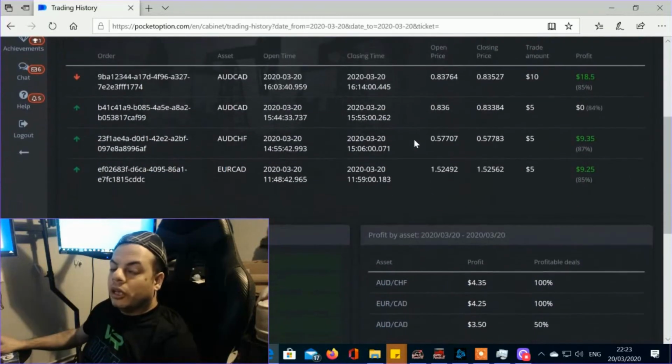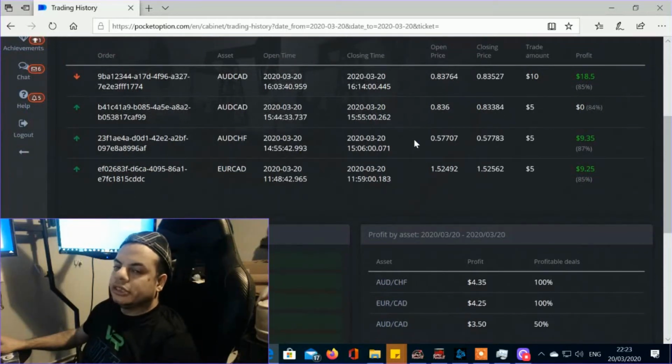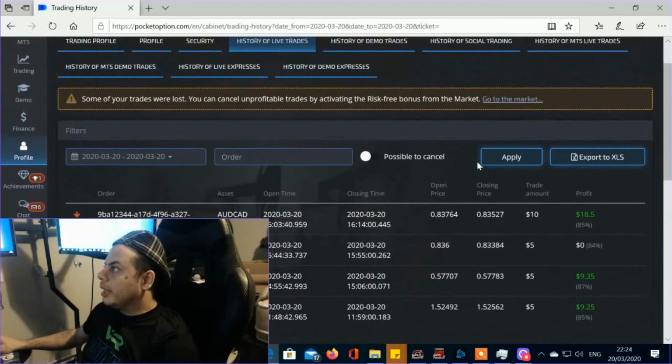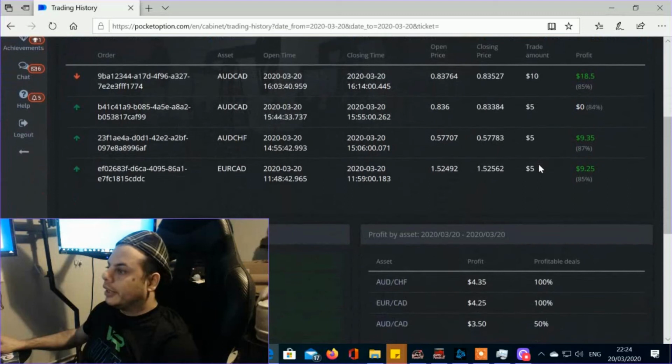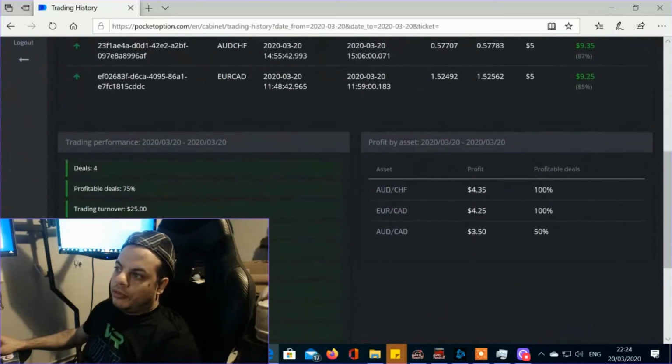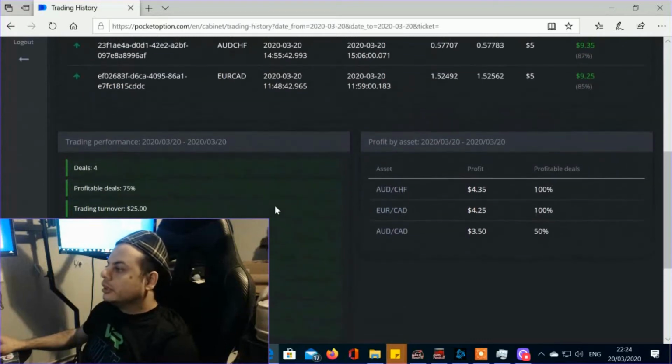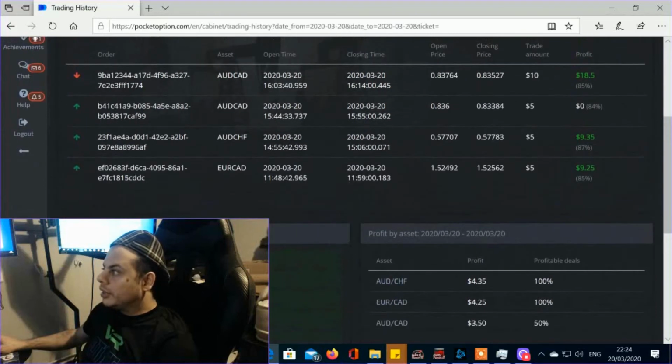Today I restricted my trading because I traded quite a lot on the previous day and I hadn't made much. The idea was just to decrease the amount of trades you take, and that's what I did. I decreased the amount of trades I took, and as you can see, I actually made some ground here. I took 4 deals, and my profitable deals were 75%. So I've instantly increased my profit by taking fewer trades and staying out of the unnecessary ones. If we look over here, Aussie CHF was 100% profit, Euro CAD 100%, but Aussie CAD 50%. All in all, it wasn't too bad.